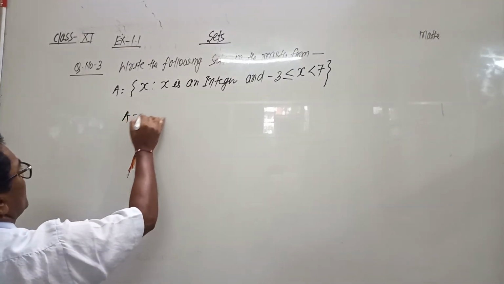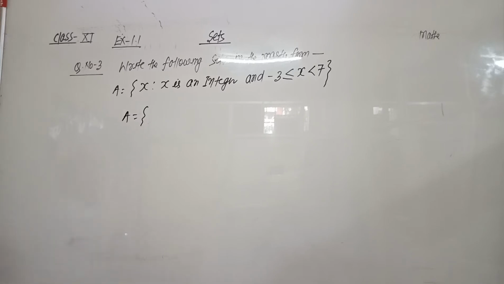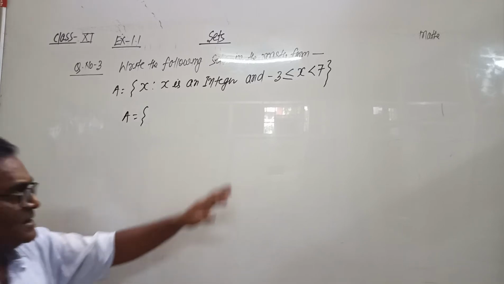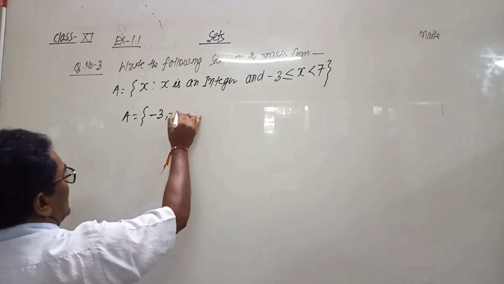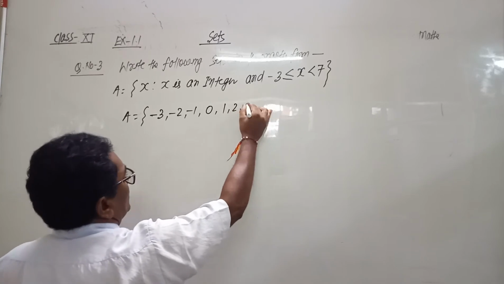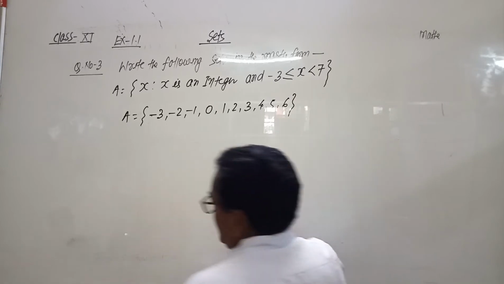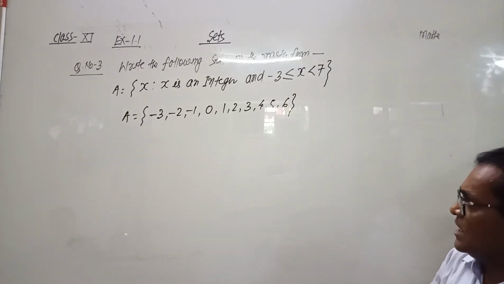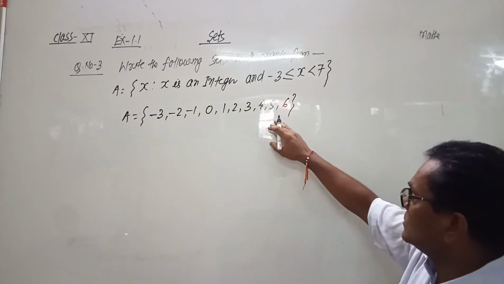So in roster form we have to write the integers. The value of x should lie from -3 to 7. -3 से 7 तक. So -3, -2, -1, 0, 1, 2, 3, 4, 5 and 6. Less than 7, यानी 7 से छोटा, up to 6, and all these are integers. So the value of x lies from -3 to 6.